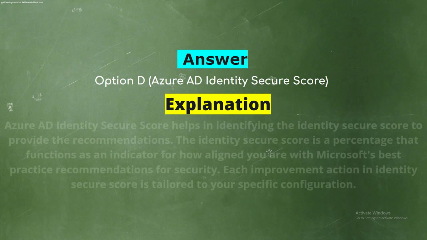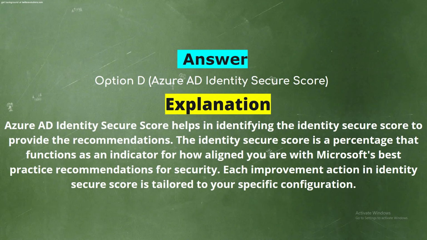Explanation. Azure AD Identity Secure Score helps in identifying the Identity Secure Score to provide the recommendations. The Identity Secure Score is a percentage that functions as an indicator for how aligned you are with Microsoft's best practice recommendations for security. Each improvement action in Identity Secure Score is tailored to your specific configuration.